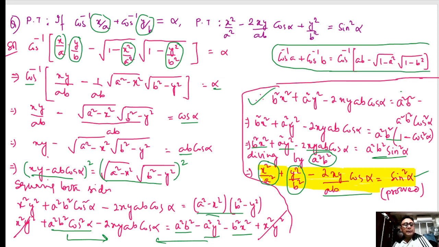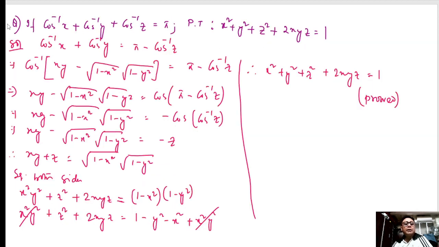Now see the next sum, friends. If cos inverse x plus cos inverse y plus cos inverse z is pi, prove that we are getting this. So from here we are transferring this to this side. Now applying the formula, cos inverse a plus cos inverse b is cos inverse of ab minus root over 1 minus a square into root over 1 minus b square. This is the formula.